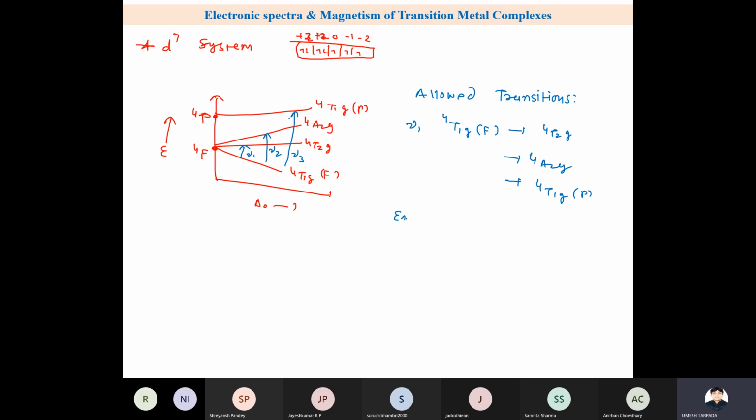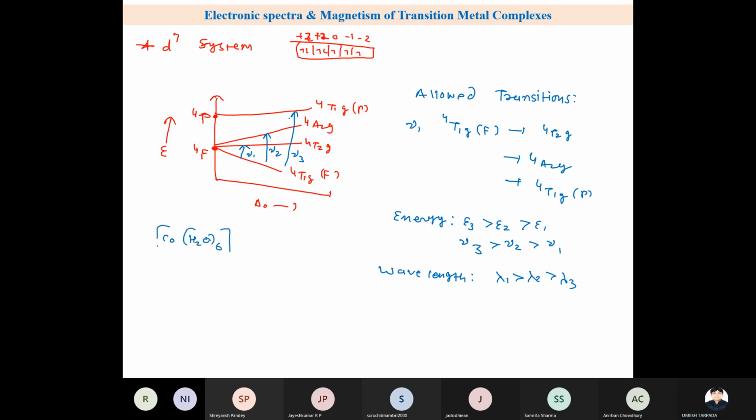Again, see, the energy order is E3, E2, E1, or nu3, nu2, nu1. What about wavelength? Reverse. It's lambda1, lambda2, and lambda3. But see, in this case, whether it may be Co(H2O)6 or any water complex, you can have a free absorption band.